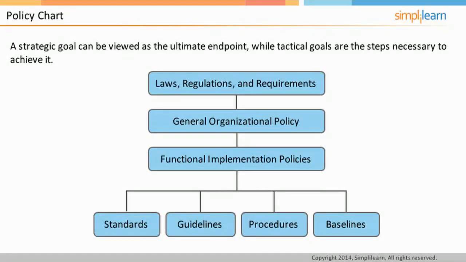These higher level policies, which are the general policies and statements, should be created first in the process for strategic reasons, and then the tactical elements can follow. We will discuss these tactical tools in the next screen.